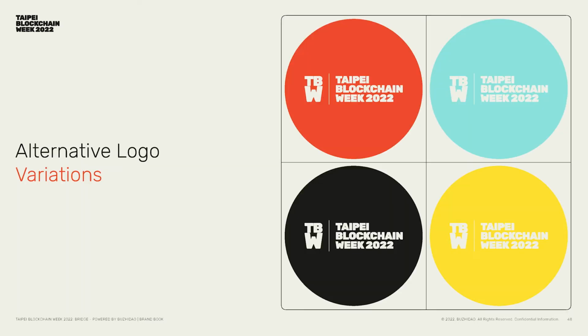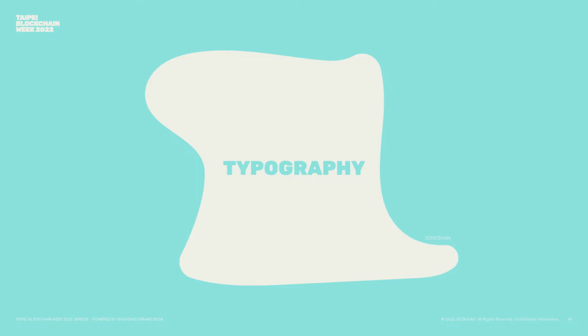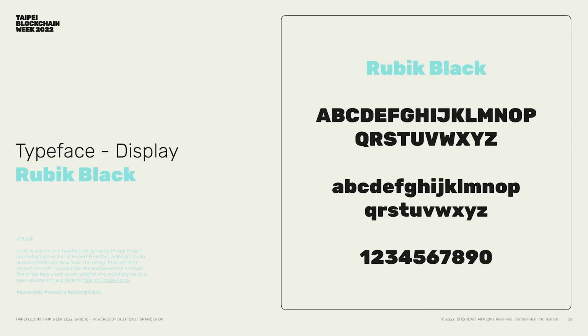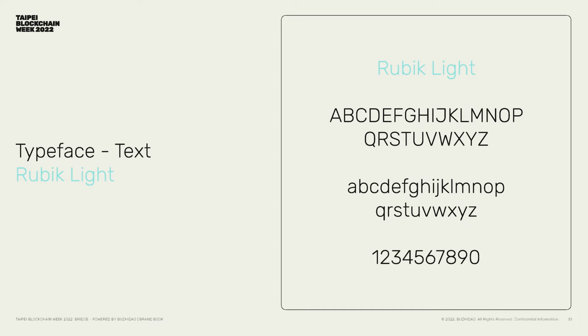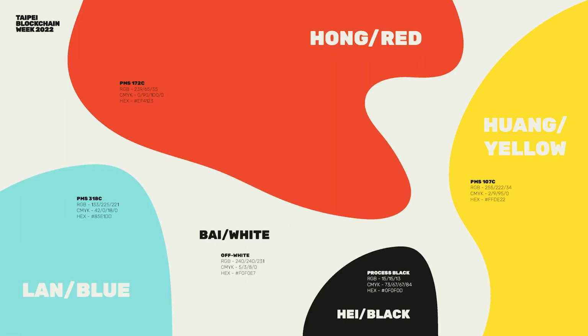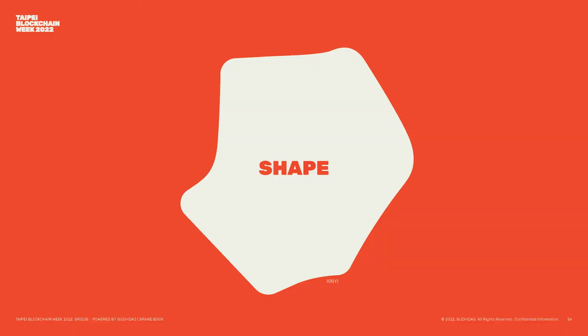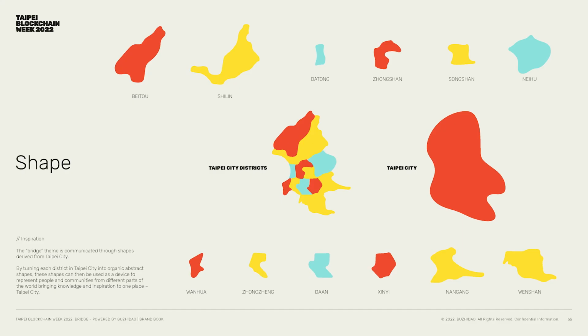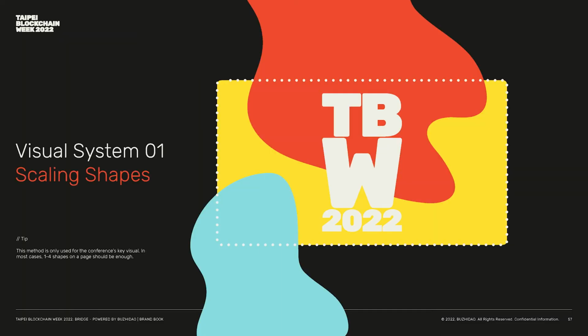More variations, and then typography. You show the main typeface that we will use for the conference, and then the colors. When you design the brand book, you try to be on brand as well. So you don't simply just type out words and say this color is blah blah blah. You try to be fun. And then shapes, other shapes again, and how to use them.